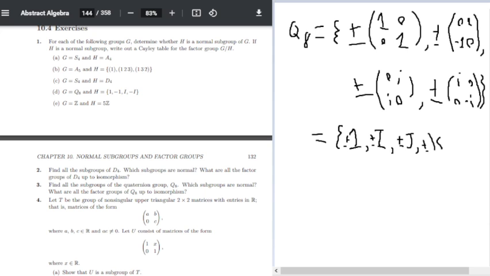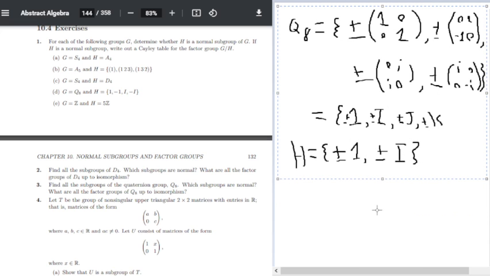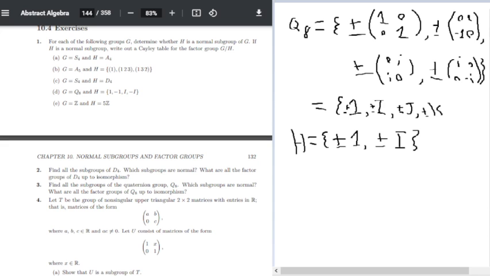G equals Q8, and H equals 1, negative 1, I, negative I, correct? Alright. So we have our subgroup H being equal to plus minus 1, plus minus I. So first of all, since we already have the plus and minuses in here, what we really only need to show is that we have the case for the positive matrices, since we can just distribute the plus and minuses as need be. So first of all, this group has cardinality 4, this group has cardinality 8, so if it is true, the factor group is going to have cardinality 2.